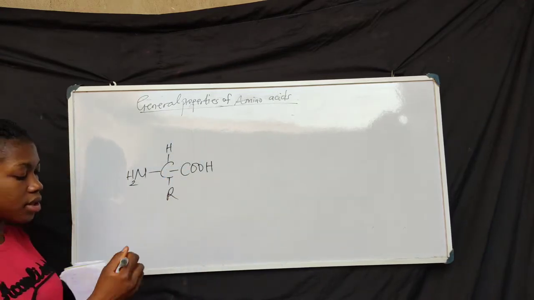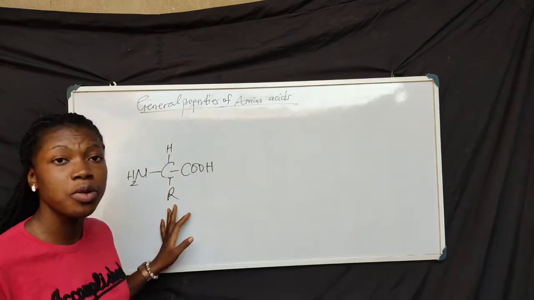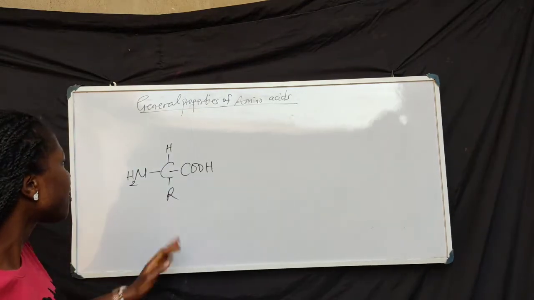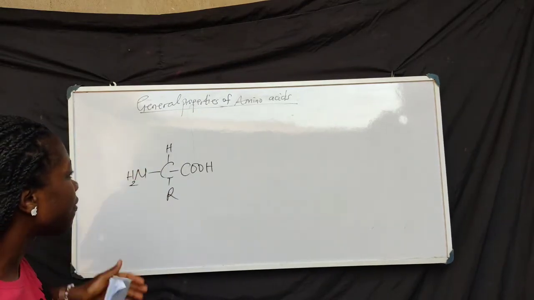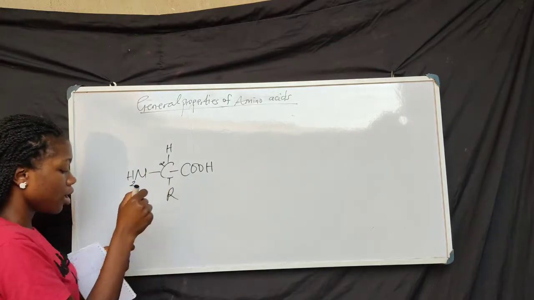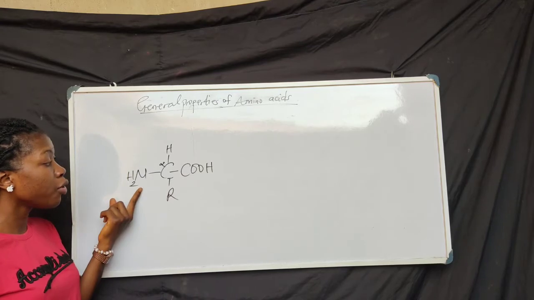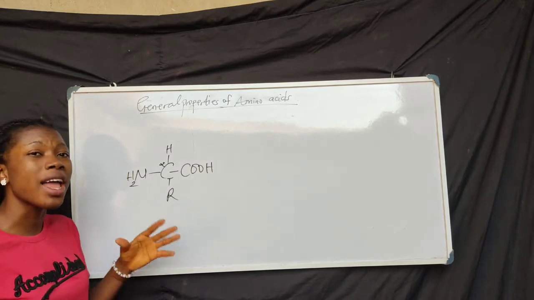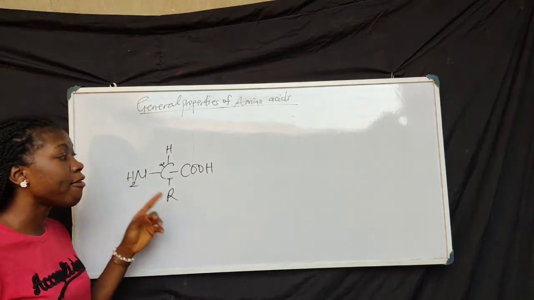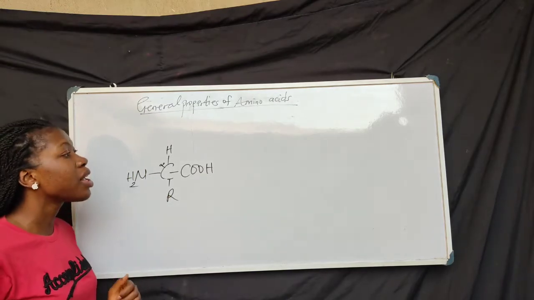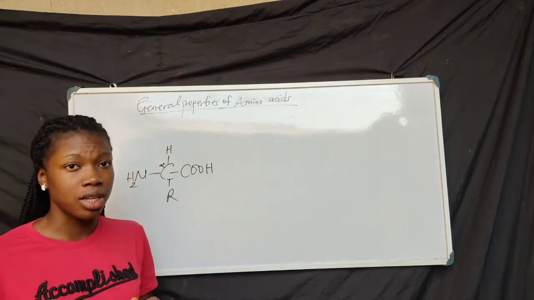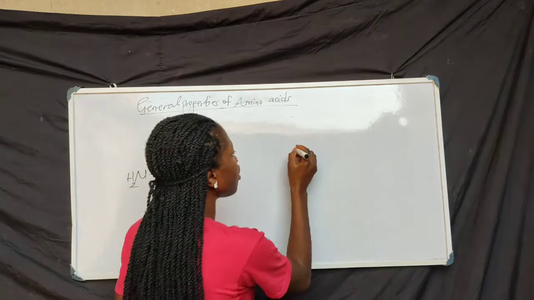This is the typical structure of amino acids. This is what I said. This is the alpha carbon. The alpha carbon has the carboxylic group and the amino group attached to it, and this is why amino acids are called alpha amino acids. Now, I said proline is an exception, so let's look at the structure of proline.